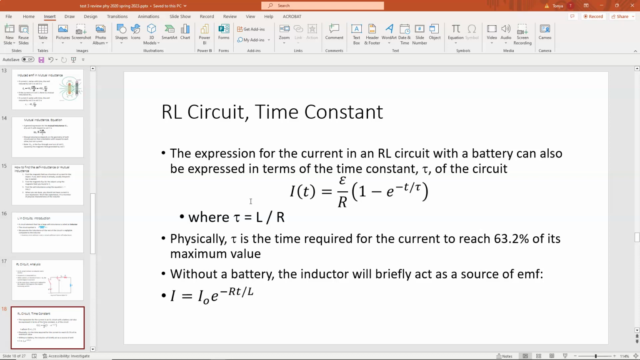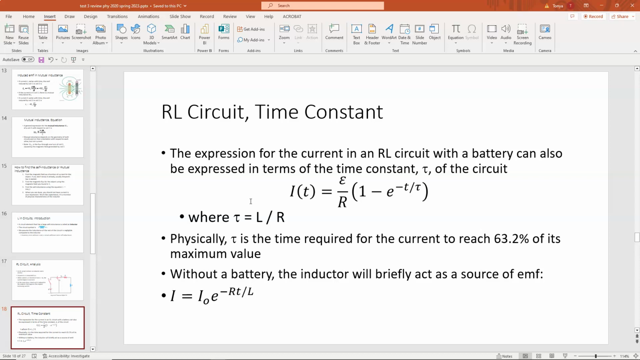But before that time, there's going to be an exponential increase up to that max current, which is EMF over R. The equation for the current in an RL circuit with a battery is the EMF of the battery divided by the resistance times 1 minus e to the minus t over tau, where tau is the time constant. The time constant is the amount of time it takes for the current to reach about 63% of its max value, and that's equal to the inductance divided by R.